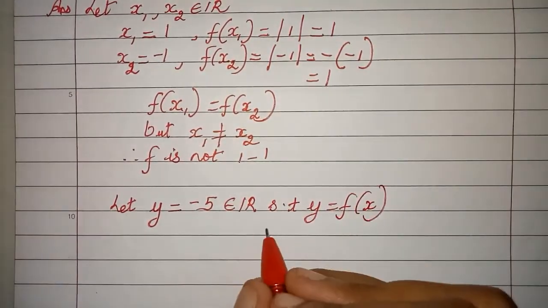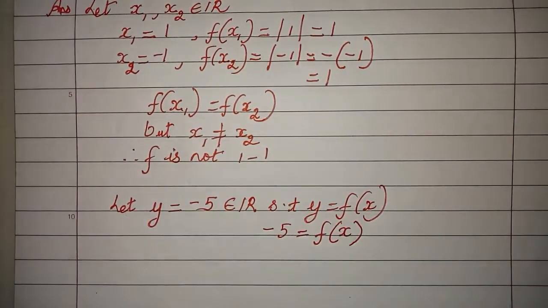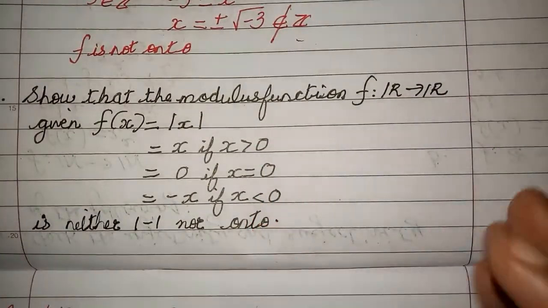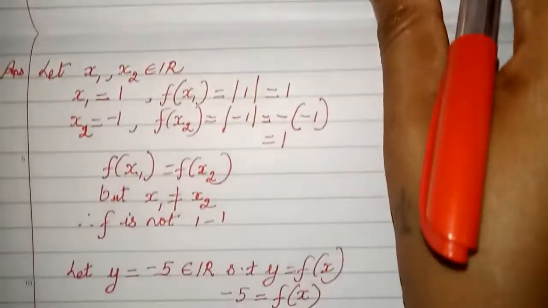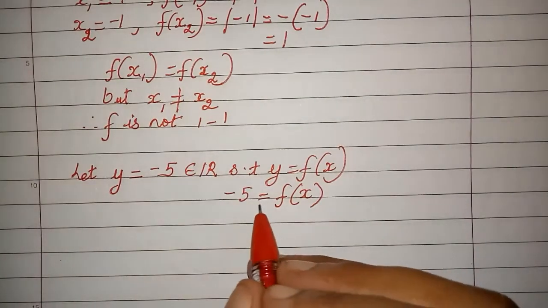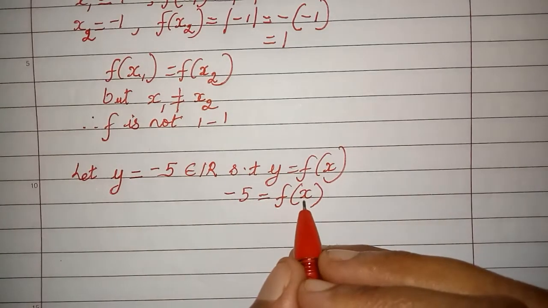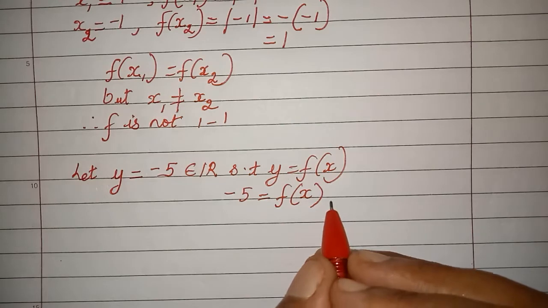So that means minus 5 should be equal to f of x. But just now in the definition of modulus function, we have seen that modulus function will always give the answer as positive. So what will happen? f of x equal to minus 5 is not possible. That means there cannot be any element which is giving its image as negative.